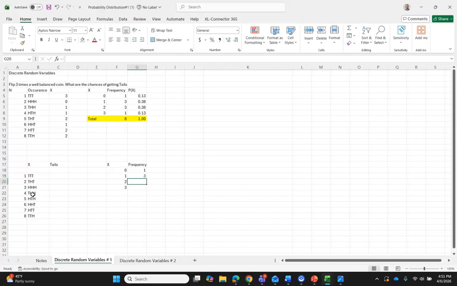So what are the possibilities of getting 2 tails if we flip the coin 3 times? So let's see, here we have 2 tails, and 2 tails. So they happen 3 times. Now, what are the chances of getting all tails if you flip the coin 3 times? So there is only 1 here. So we're going to say only once.